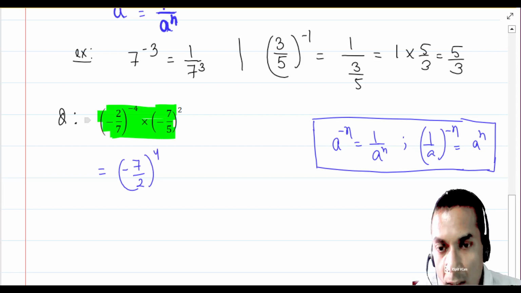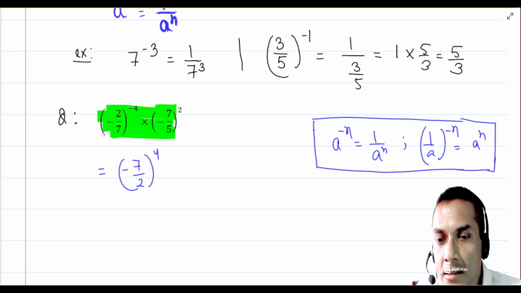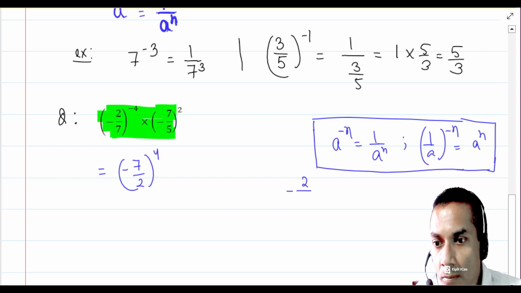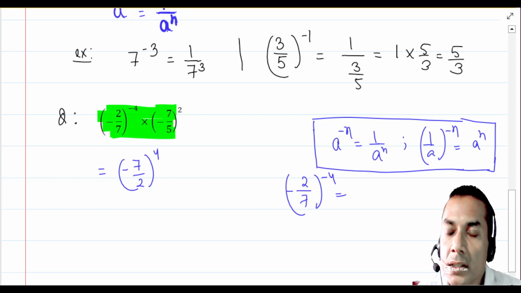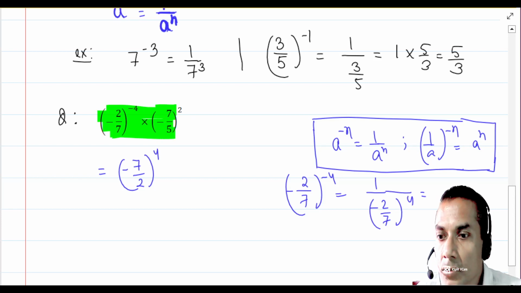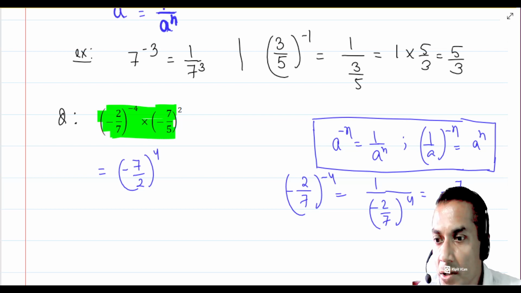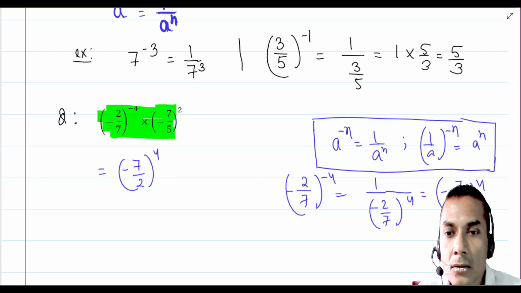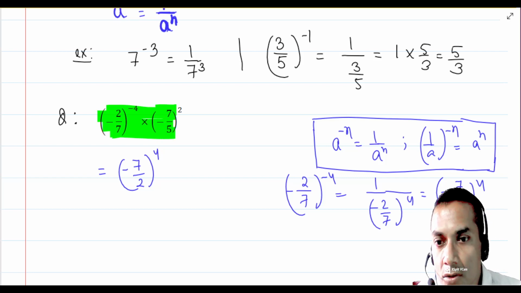How do you get it? Look, minus 2 by 7 to the power minus 4 means what? As per this rule, you have to inverse it: 1 by minus 2 by 7 to the power 4. Clear? So now it is a division relation, so you have to take the reciprocal of this value. So minus 7 by 2 to the power 4. These two steps you can do directly here. When you solve the exercise, you must follow this method.